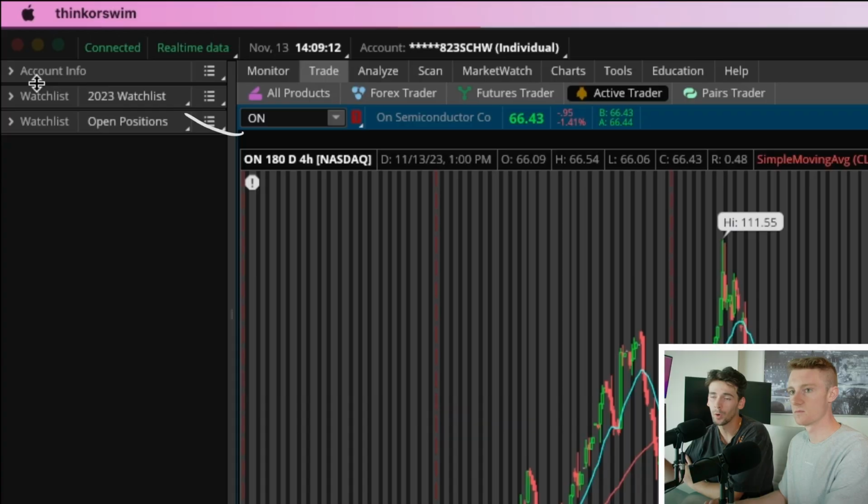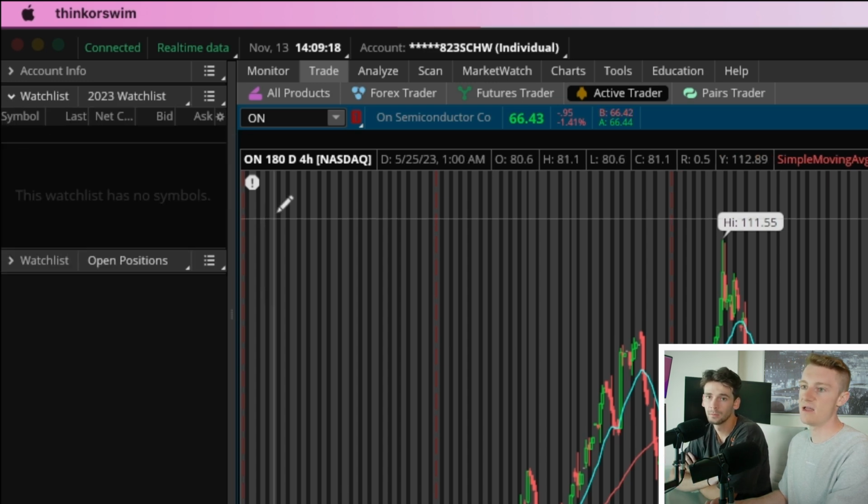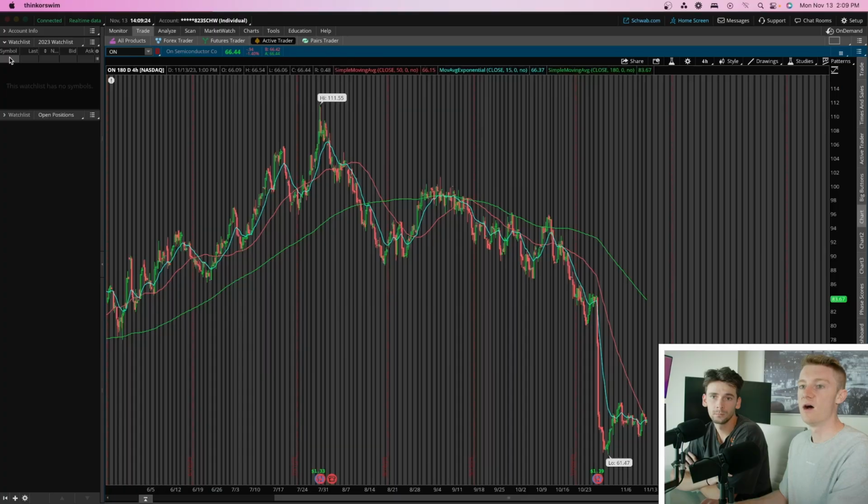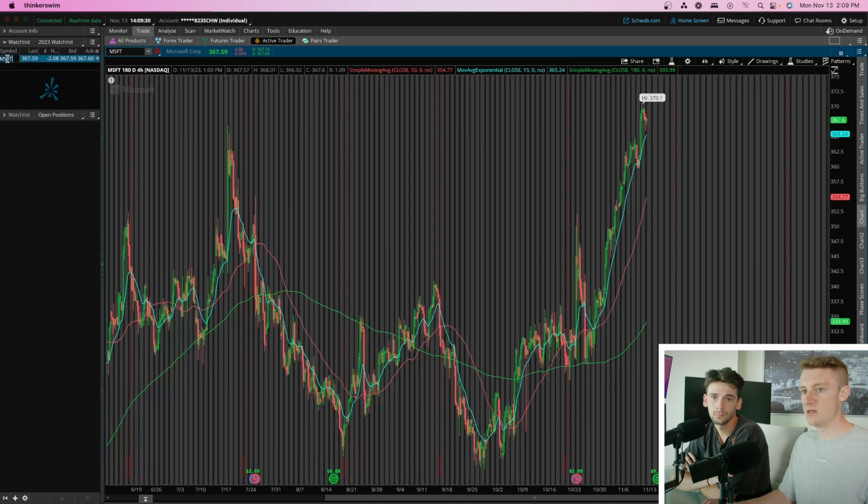So you add the stocks to the 2023 watch list as you're going along and finding ones that look like they have potential? Yeah. If I find a stock that I want to look at and keep an eye on or do some further technical analysis on, you just click symbol and type in the ticker, whatever you want, like Microsoft. I'll add and remove as I go. Just click on it and delete it to remove it.